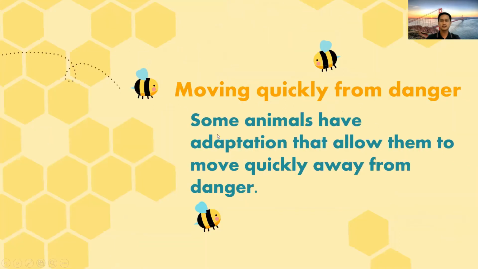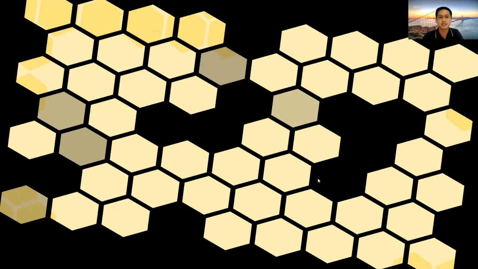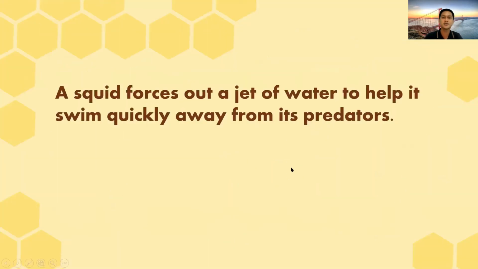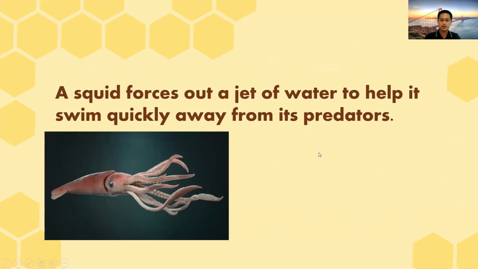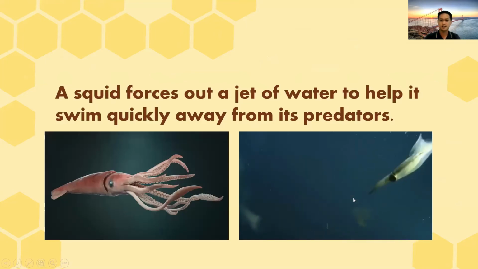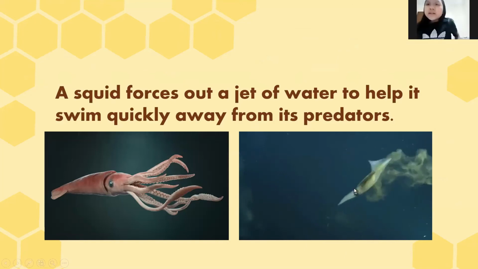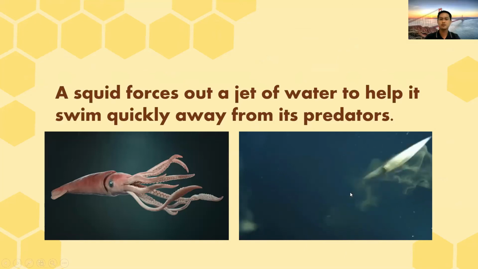Moving quickly from danger. Some animals have adaptations that allow them to move quickly away from danger. A squid forces out a jet of water to help it swim quickly away from its predator. If you see the video, they force out a jet of water to help them swim faster.